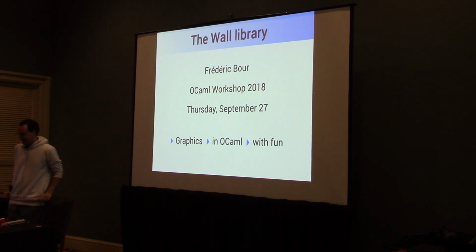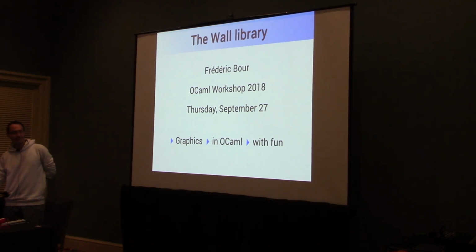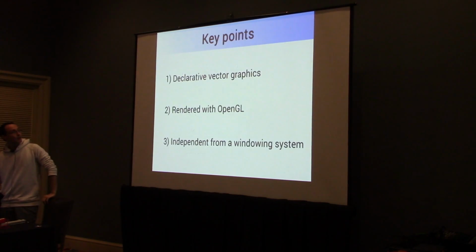Hi, so yeah, the world library is about having fun making graphical applications in OCaml. First I will explain what exactly is the problem I am trying to solve. There are many ways to render graphics, but I only care about a few specific cases. Then I will explain how to model that in OCaml, what the API looks like when you try to actually implement graphics, and how it is executed on the GPU.